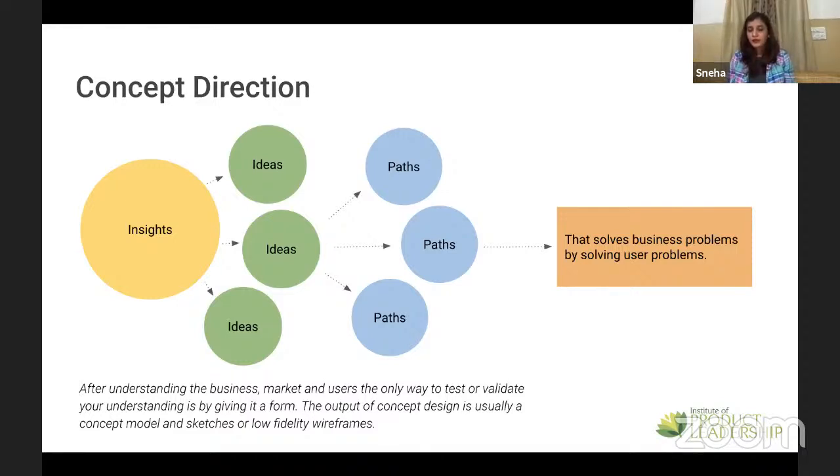Now, for right now, let's say these are the two paths that we've taken on the same insight and the idea that we picked from the one insight. We have to now make a choice. Which of these solves the problem of the business and also solves the problem of the users? So we will look at, is the business ready to invest X amount of money? And is their goal to convert users, or is their goal to increase their sales through different mediums?